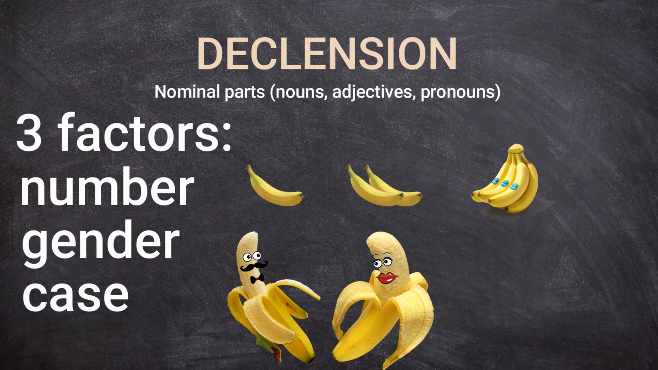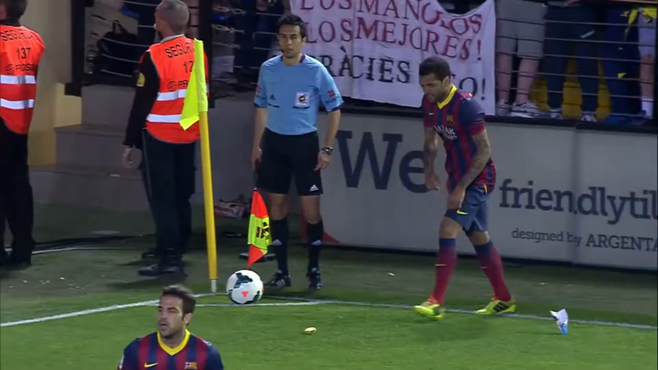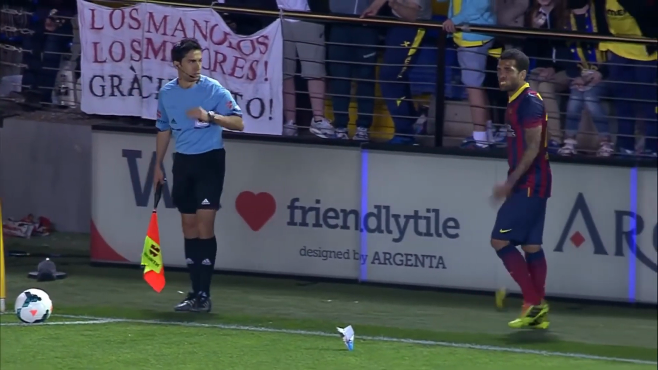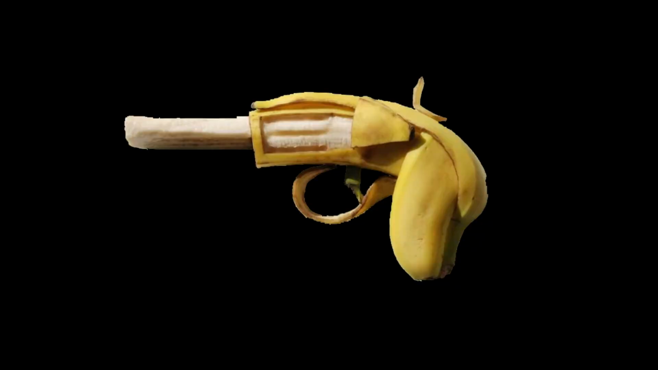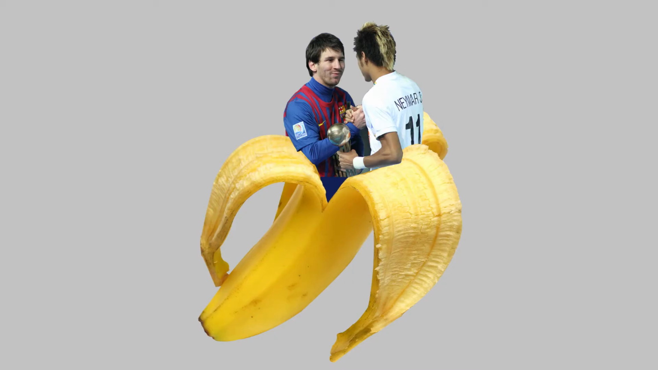Is it performing the action, like in the banana is biting the football player, or receiving it, like in the football player is biting the banana? Or maybe it is the instrument someone needs to perform the action, like in I killed the football player with a banana. Or maybe that is the place where the action is performed, like in football players meeting the banana.